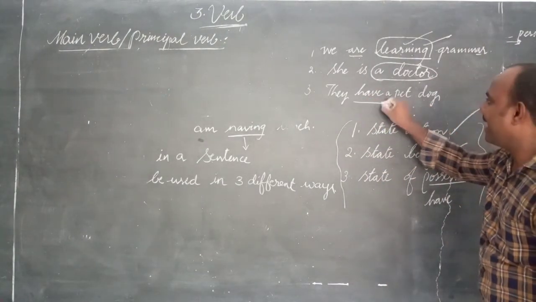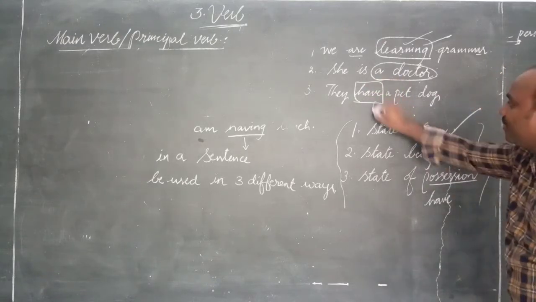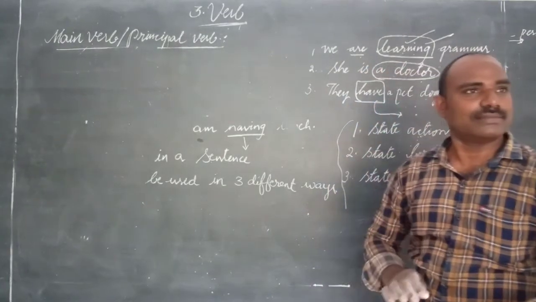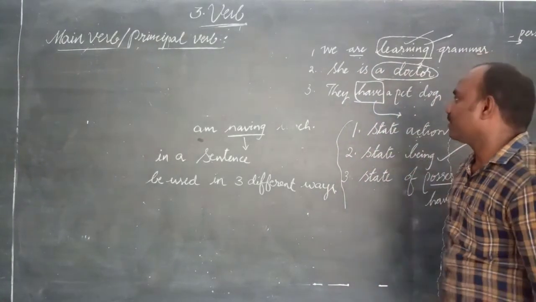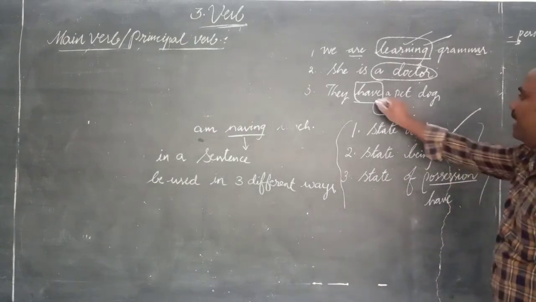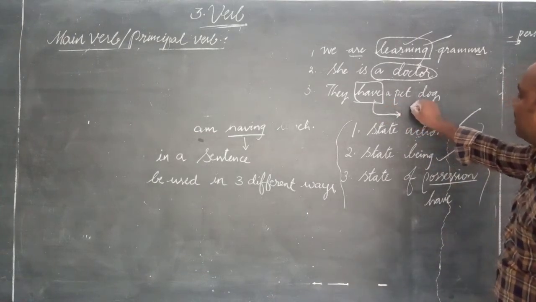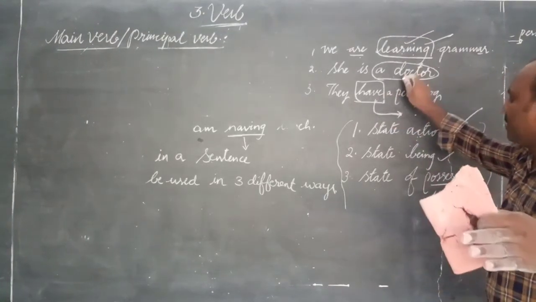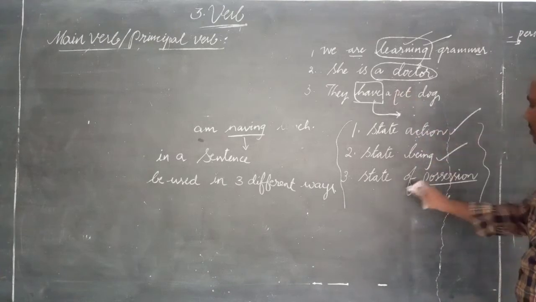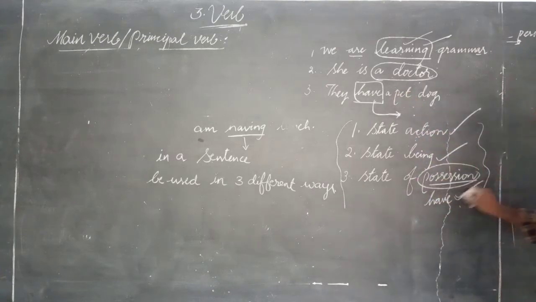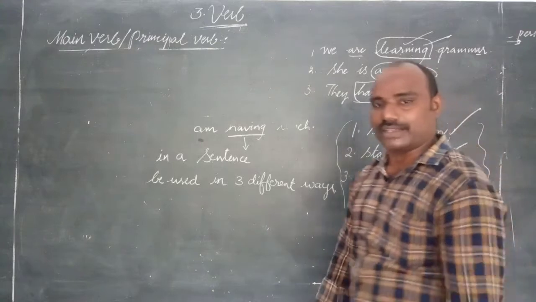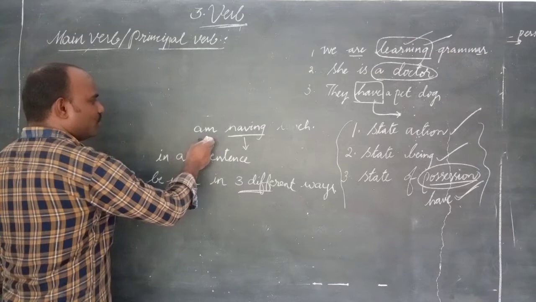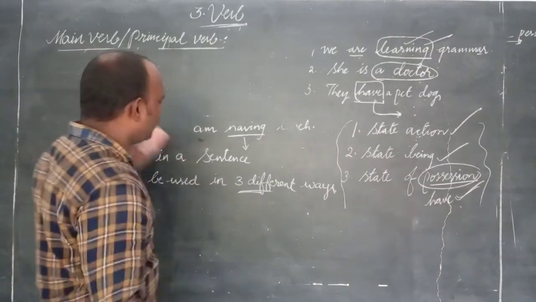The third sentence, they have a pet dog. You see, have. Of course, we discussed that have is one of the helping verbs. Here it represents possession. There is no action. It does not represent state of being either. It represents state of possession. Possession means having. They have a pet dog. They have two cars. These are the three different ways in which we can use the verb.